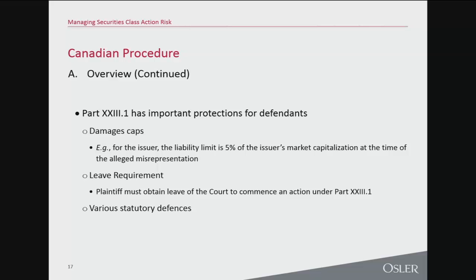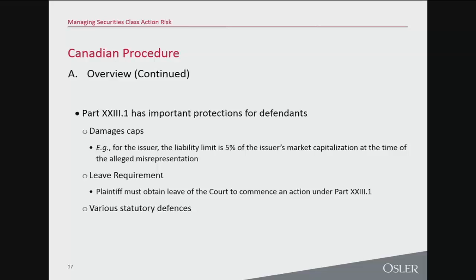And in addition to these statutory claims, plaintiffs will bring common law claims under the tort of negligent misrepresentation. However, those are typically used as leverage to provide the potential for circumventing the market cap, and it would be difficult to have a full common law claim certified because of the need to prove reliance on the alleged misrepresentation.